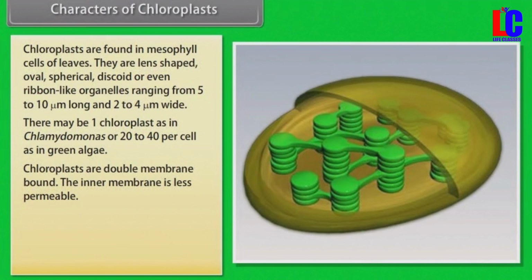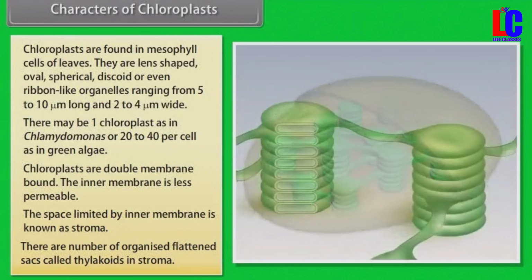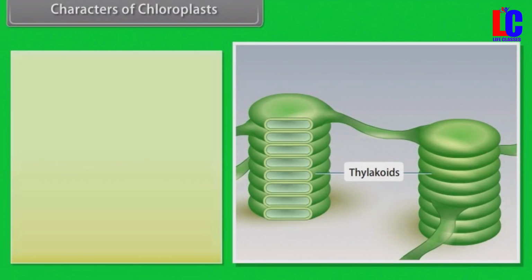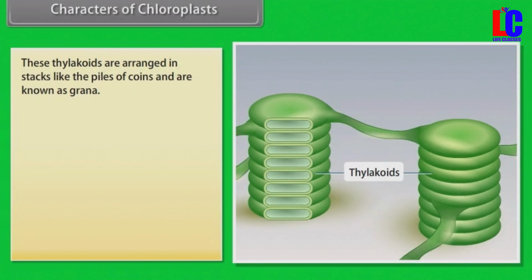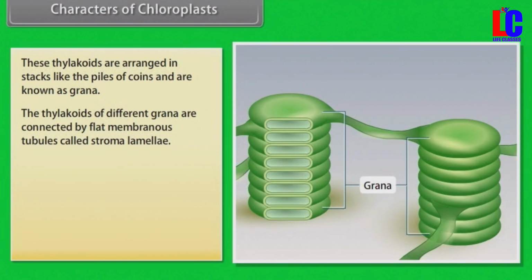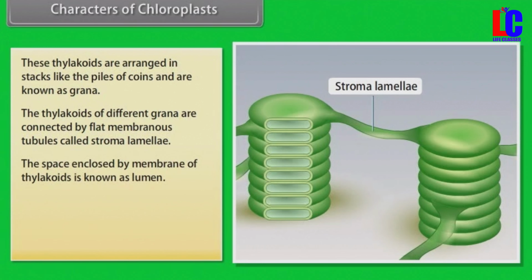Chloroplasts are double membrane bound. The inner membrane is less permeable. The space limited by the inner membrane is known as stroma. There are a number of organized flattened sacs called thylakoids in the stroma. These thylakoids are arranged in stacks like piles of coins and are known as grana. The thylakoids of different grana are connected by flat membranous tubules called stroma lamella. The space enclosed by the membrane of thylakoids is known as lumen.